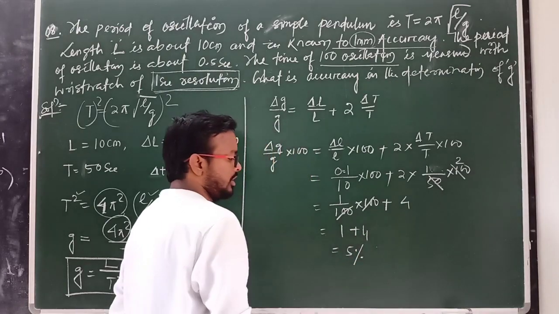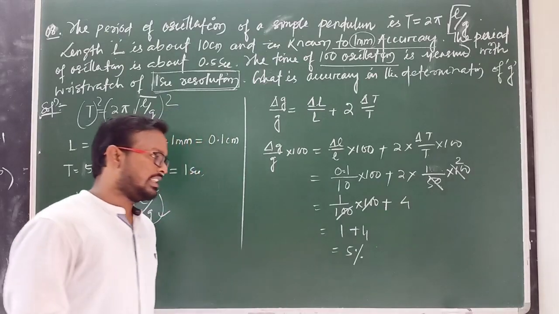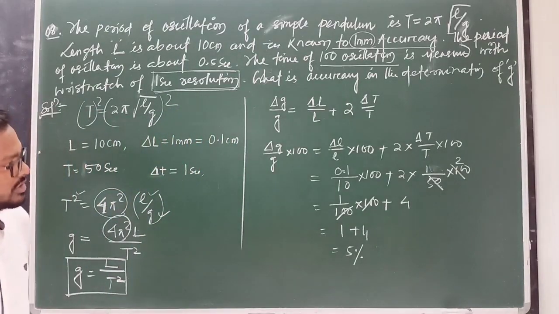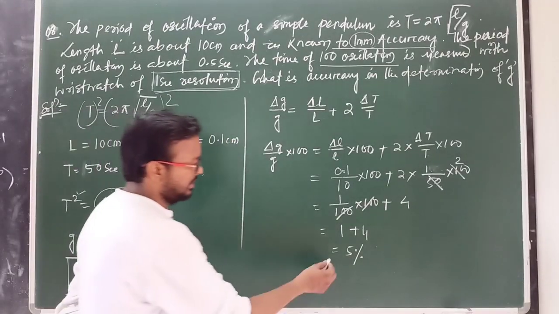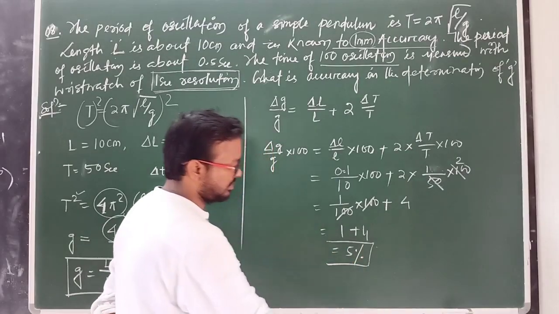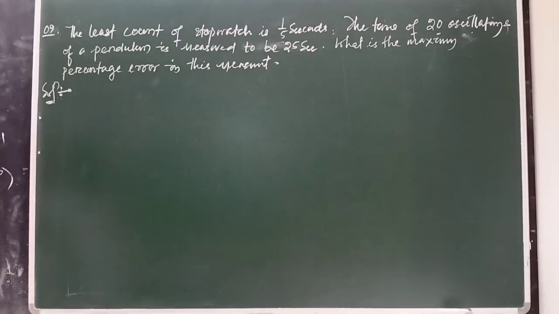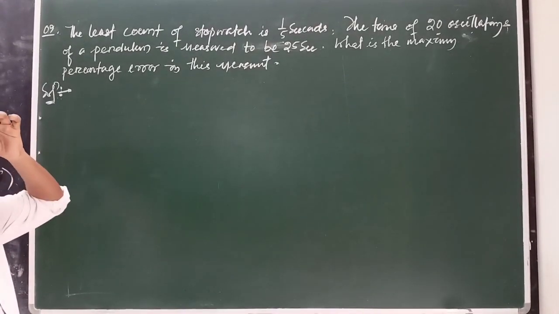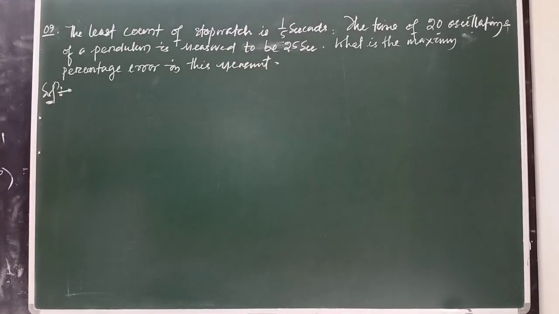Clear? So the calculation of error in acceleration due to gravity from the time period of a simple pendulum, this is the answer, which is equal to 5%. Clear? Now let's start another question based on time period of pendulum.